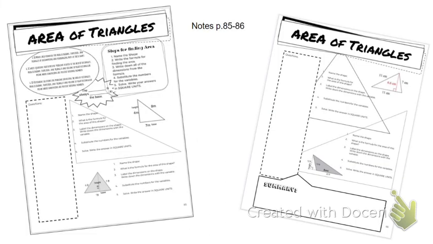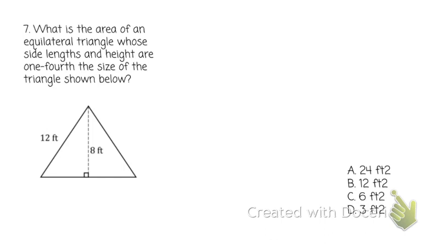All right, your next one is area of a triangle. It's actually got a few steps to it, but you can find the notes for this on page 85 and 86 in your notebook. All right, so this problem says, what is the area of an equilateral triangle whose side lengths and heights are 1/4 of the size of this triangle? So first thing I want to do is change my numbers. What is 1/4 of 8? It's 2. And what's 1/4 of 12? It's 3. To find 1/4 of something, I can divide by 4.